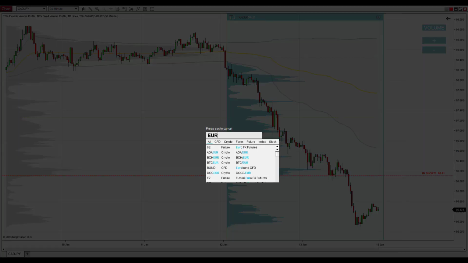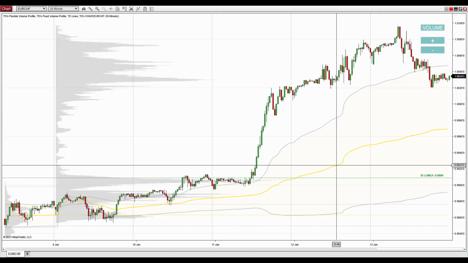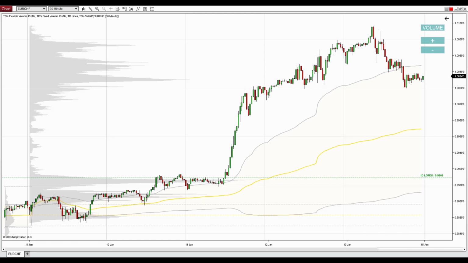The next one is on the Euro Swiss franc. So now the chart shows a 30-minute time frame, Euro Swiss franc, and in here I have a setup which is called the volume accumulation setup. This is also a volume profile setup, and what you want to see with this setup is a rotation, like in here, followed by a strong trend activity, like in here.